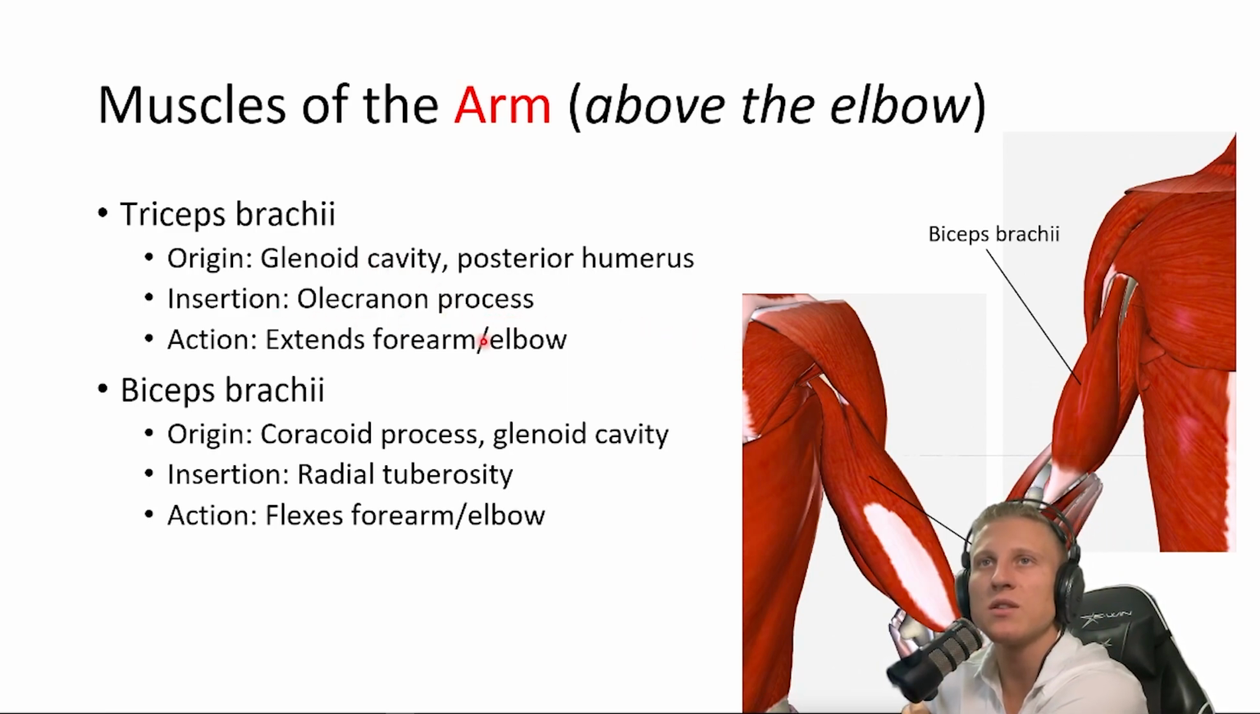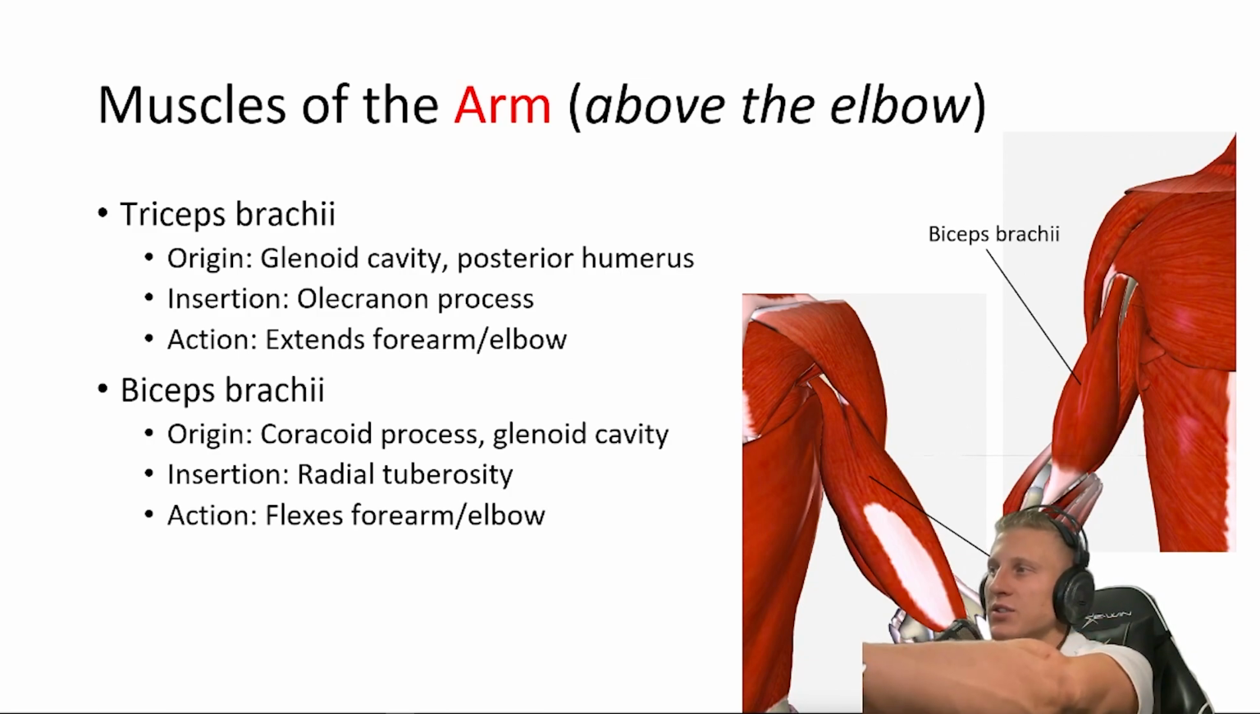But it's kind of on the edge of the glenoid cavity and the posterior portion of the humerus, okay? That makes sense, right? Up in this general area. And then insertion is on the olecranon process of your ulna, which we talked about last week. Okay, that's how it's allowing for the extension of your arm.